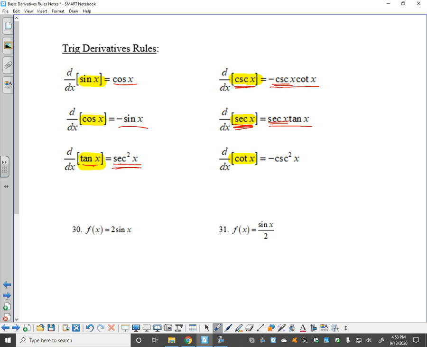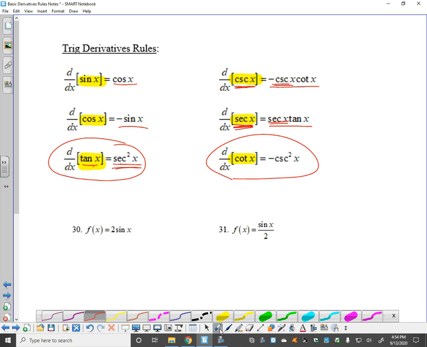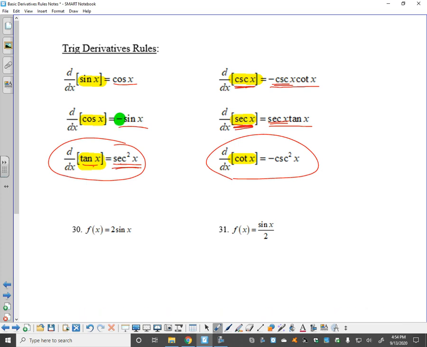Cotangent kind of follows tangent's lead. Cotangent is a negative cosecant squared. Again, remember cotangent and cosecant are Pythagorean buddies. So tangent and cotangent are the two that end up with somebody squared. Nobody else ends up with anybody squared. Secant and cosecant put themselves in their derivative, and sine and cosine are each other's buddies. Now, let's address the negatives.